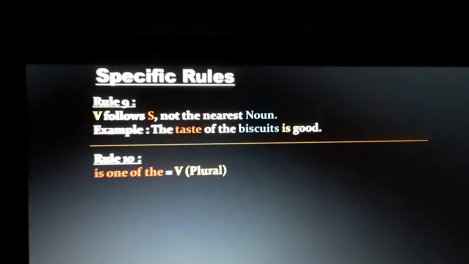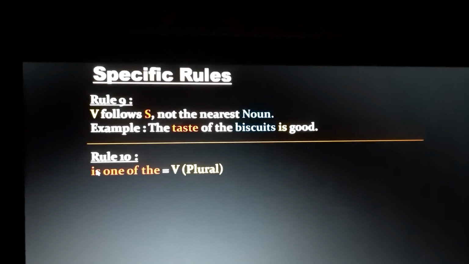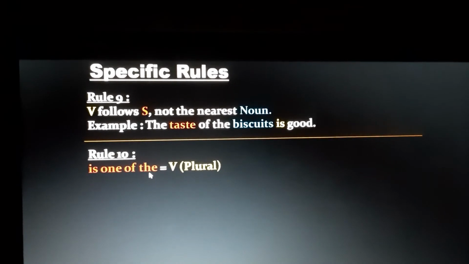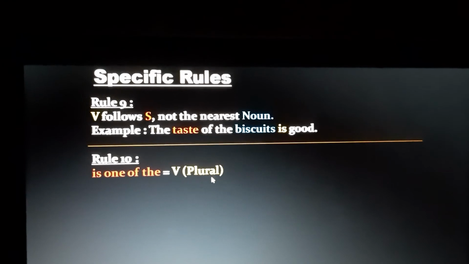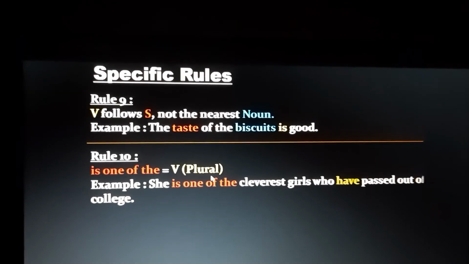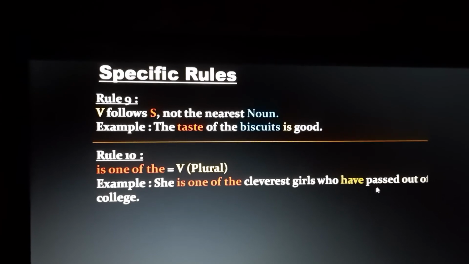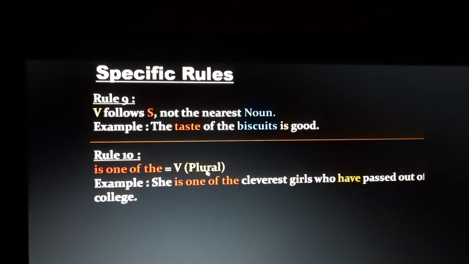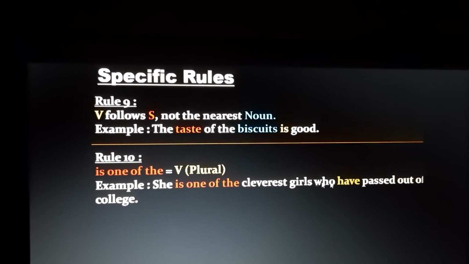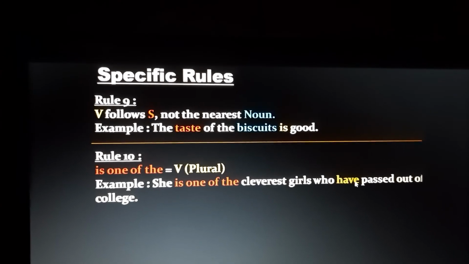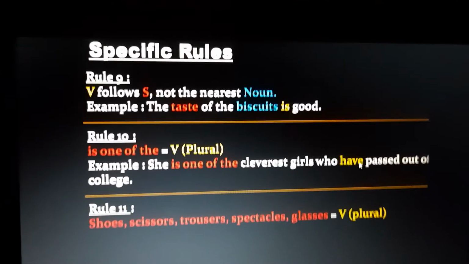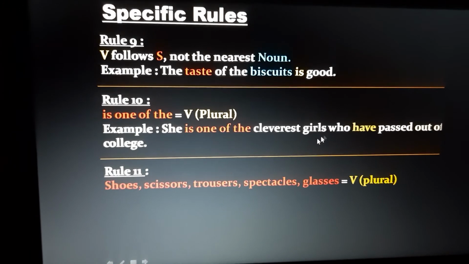Rule number 10. Whenever you see "one of the" in any sentence, the verb is always plural. Look at this example. She is one of the cleverest girls who have passed out of college. We see "one of the," we write a plural verb. Let us see rule number 11.